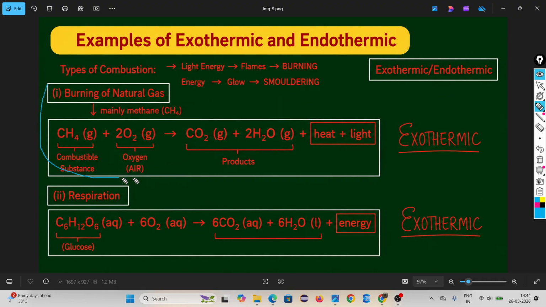Then come to examples of exothermic and endothermic reactions. Burning of natural gas. Look, combustion is the process through which one substance reacts with oxygen to form carbon dioxide, heat, and light. Combustion is of two types. One is burning and one is smoldering.